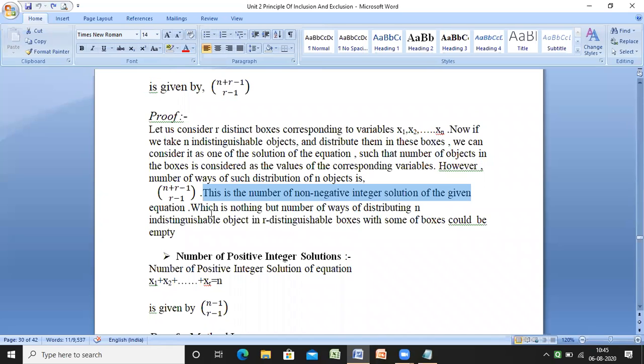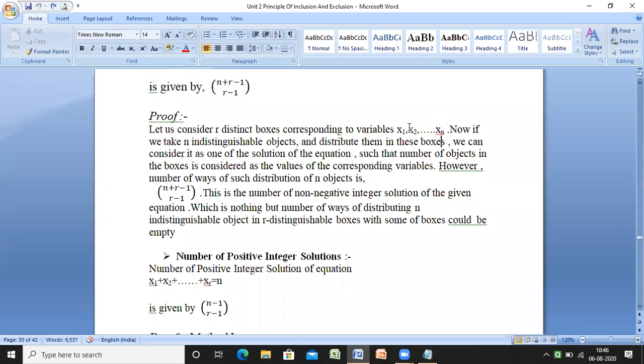This is nothing but the number of ways of distributing the n indistinguishable objects in the r distinguishable boxes. There may be chances that some of the boxes are empty. If you look closely at this theorem, there are r distinct boxes, and these r distinct boxes have their values like x1, x2, x3 till xr, so we have variables in these r distinct boxes.